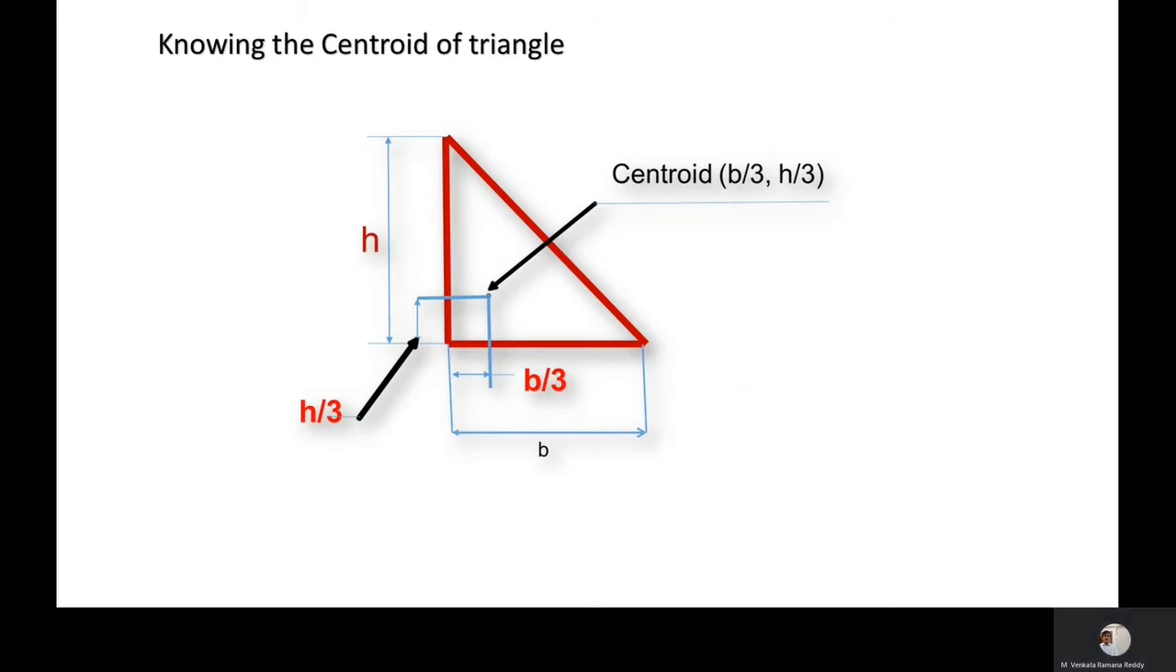Next, we will move towards knowing the centroid of triangle, that is right angle triangle. Here, b is the breadth and h is the height. It's a right angle triangle. So the centroid is here. The centroid is at a distance b by 3 from the y-axis and h by 3 from the x-axis. So the centroid coordinates are b by 3 and h by 3.